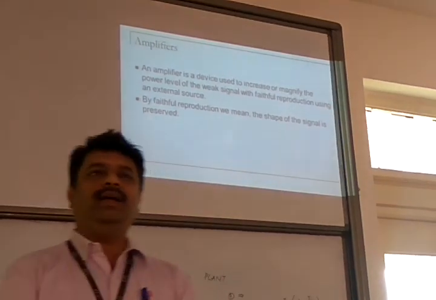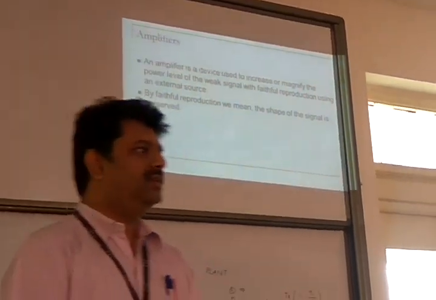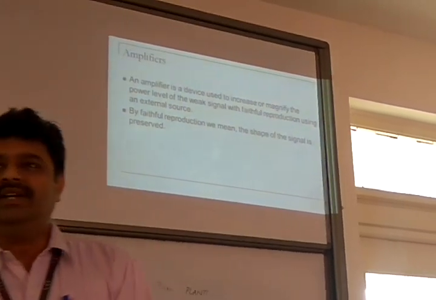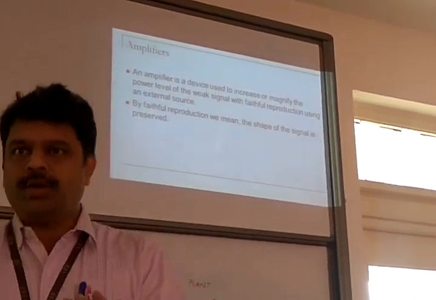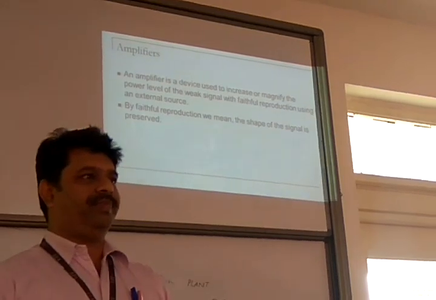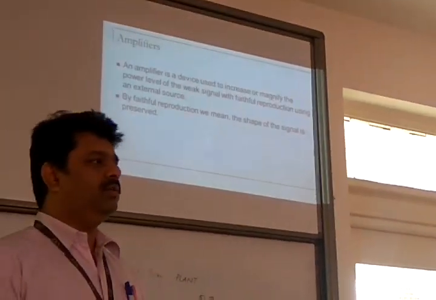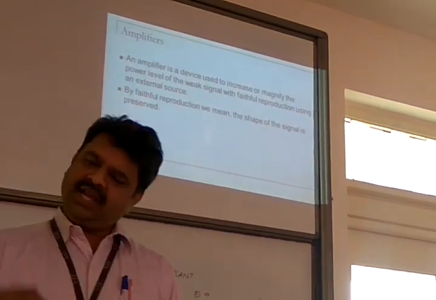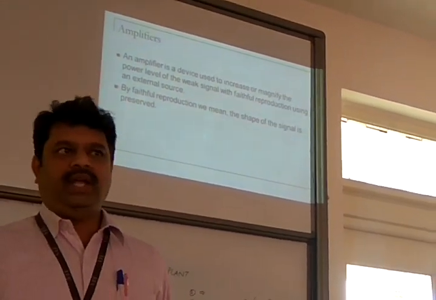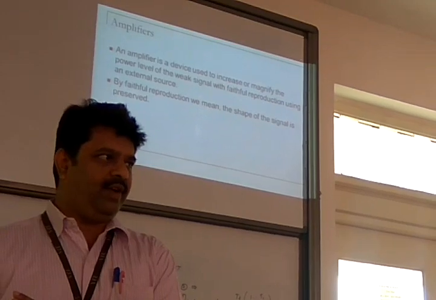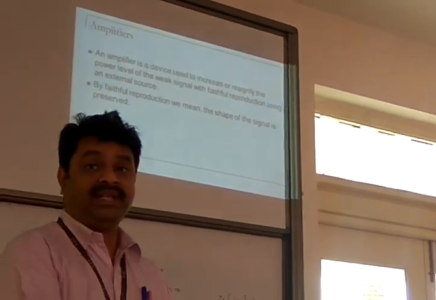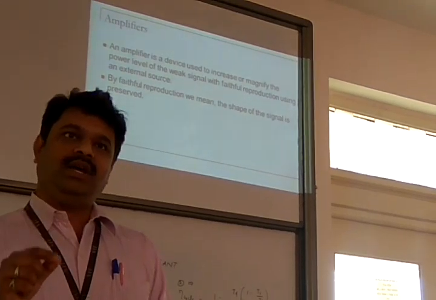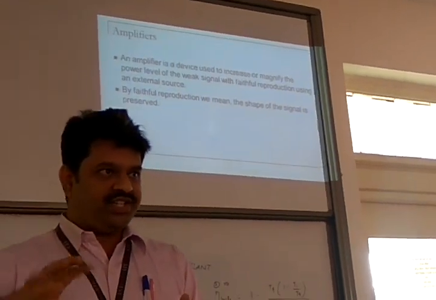What is meant by faithful reproduction? The shape of the signal should not be changed. I give a perfect sine wave of 50 Hz to a device. After amplification, I get a bigger sine wave. It is not sufficient that I get a bigger sine wave. Also, the same exact 50 Hz signal should come. There is no change in phase angle. There is no change in the shape.